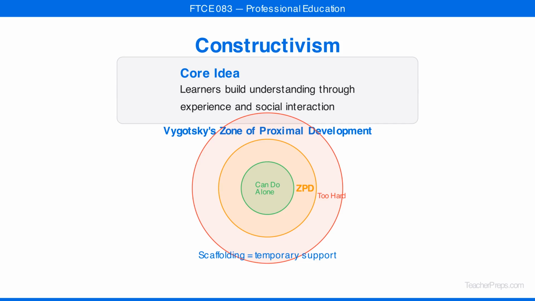Think of literal scaffolding on a building. It supports the structure while it's being built, and it comes down once the building can stand on its own. In the classroom, scaffolding looks like sentence starters for writing, graphic organizers for reading, worked examples in math, or guided questions during discussion. Vygotsky also emphasized social constructivism, the idea that learning happens through dialogue, collaboration, and negotiation of meaning with others. Classroom applications include inquiry-based learning, cooperative learning, project-based learning, discovery learning, hands-on exploration, and discussion-based instruction.